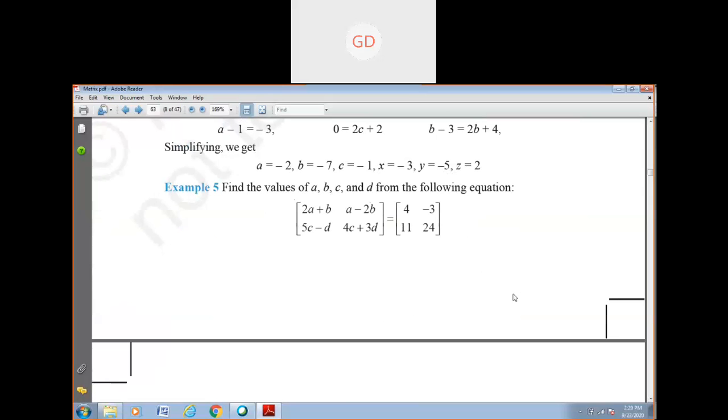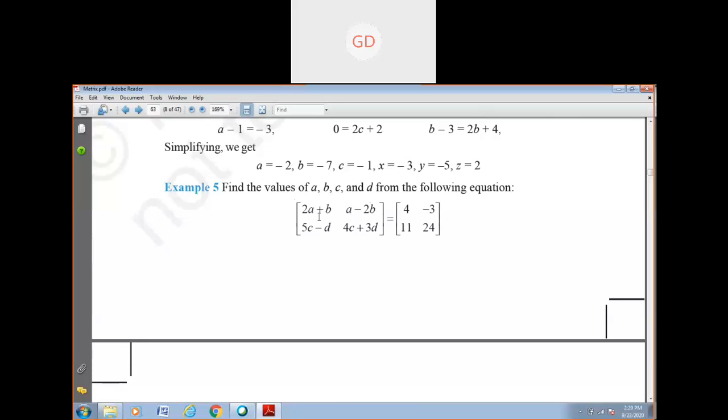In the next example, if you observe here this one, exactly same concept, similar problem. It is two rows are here, two columns are here. It is 2 by 2. Again, it is 2 by 2. Order same, and equal it is given, and the values of a, b, c, and d from the following equation. Equal sign is here, variable concern, order same, so we can say it's an equation.